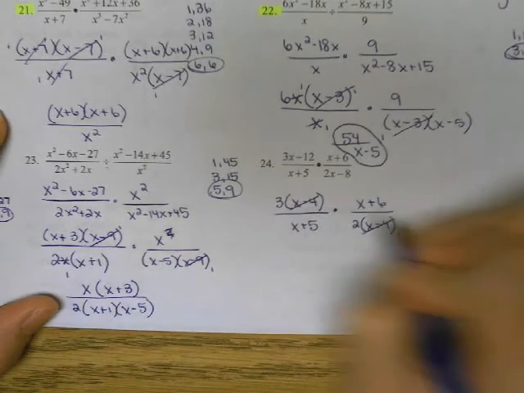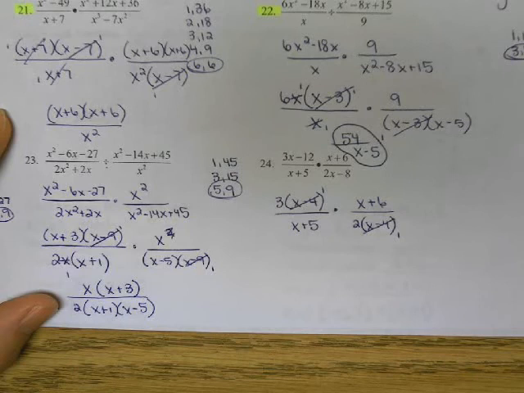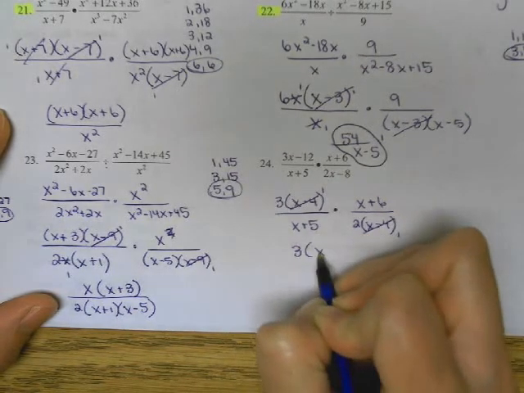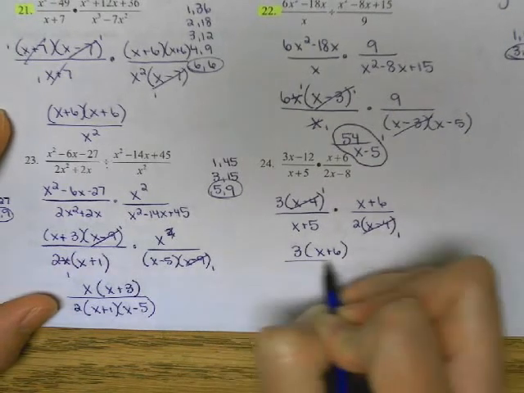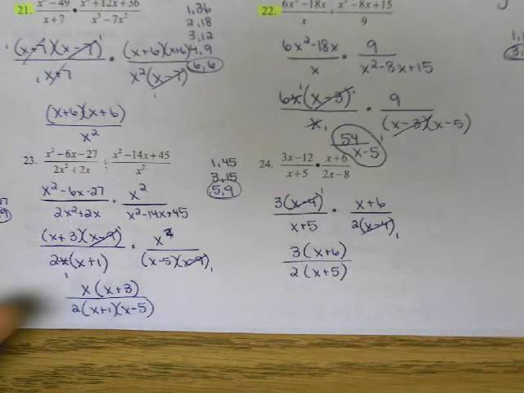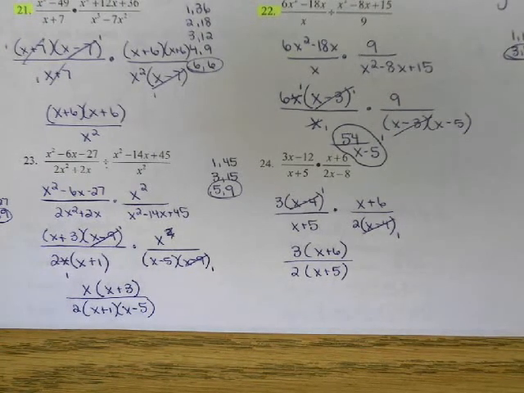So now if I look to see if I have any like terms in the top and the bottom, I see that I have an x minus 4 in both. Now I'm going to go ahead and multiply across, so I have a 3 and an x plus 6, and then in the bottom I have a 2 and an x plus 5. And that is in its simplest form.